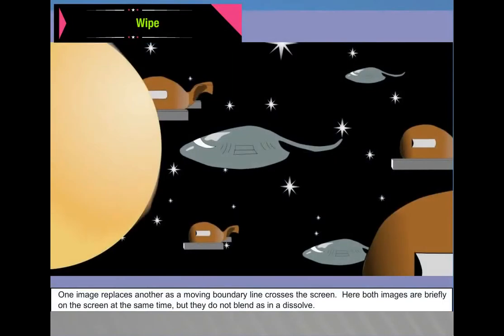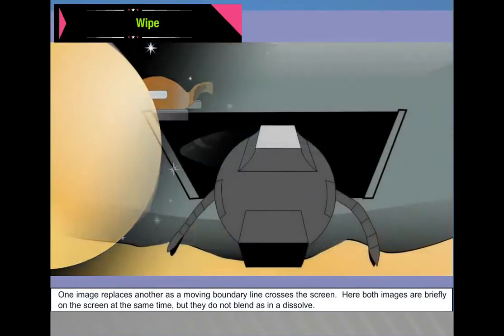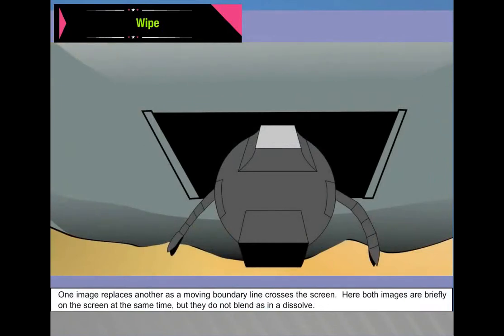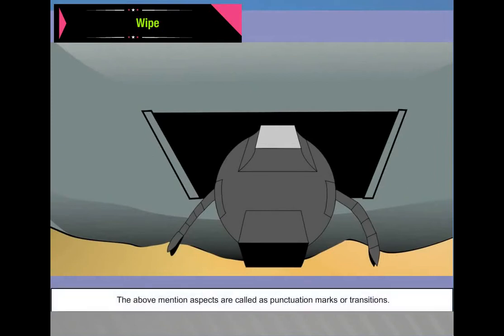Wipe. One image replaces another as a moving boundary line crosses the screen. Here, both images are briefly on the screen at the same time, but they do not blend as in a dissolve. The above mentioned aspects are called punctuation marks or transitions.